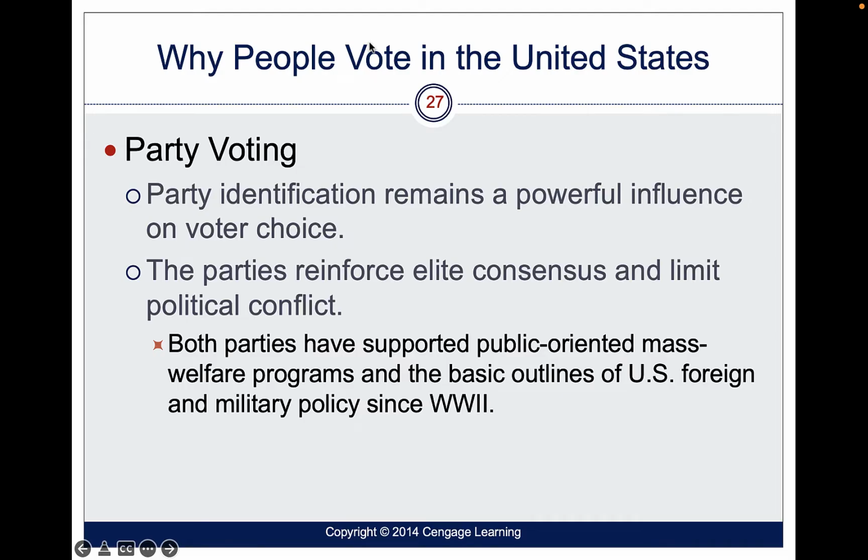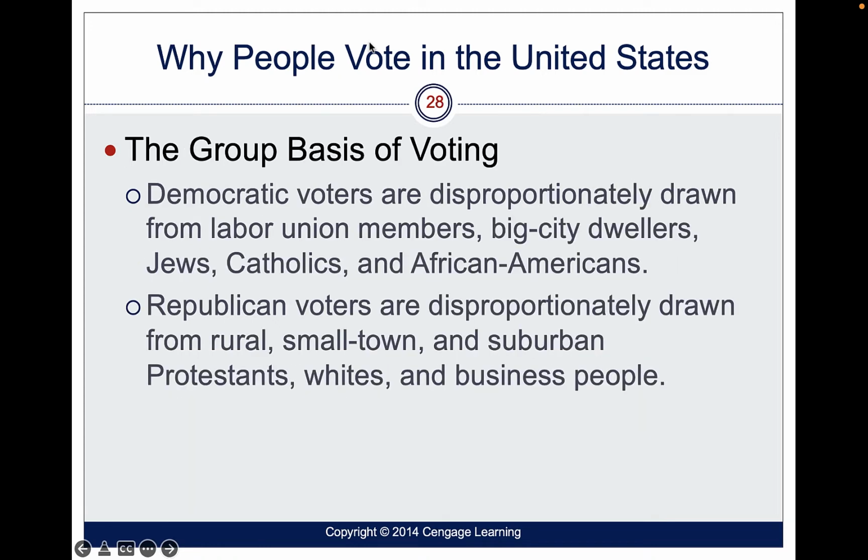Another thing, party voting is a powerful influence. Usually people might just vote straight Democrat, straight Republican. There's still that segment of the population that is out there. Now, there's also group bases of voting, right? And in a little bit, we're going to talk about a couple of terms, realignment and de-alignment. Just hold off a minute, and we'll get back to those. But just remember those terms when we get back to them.